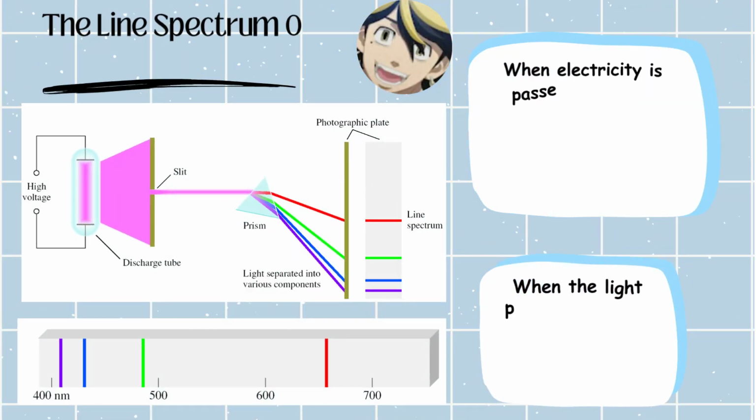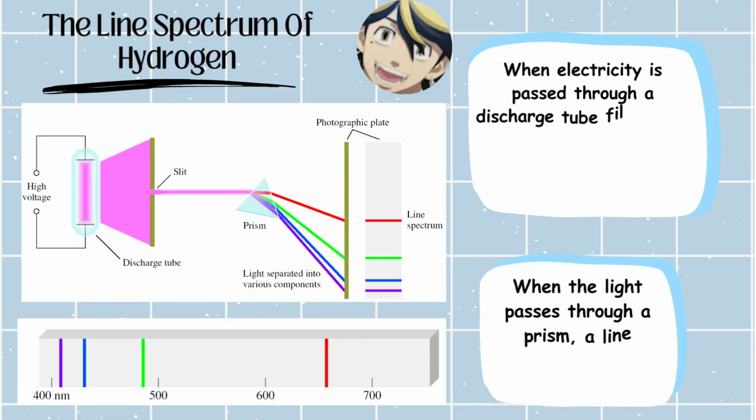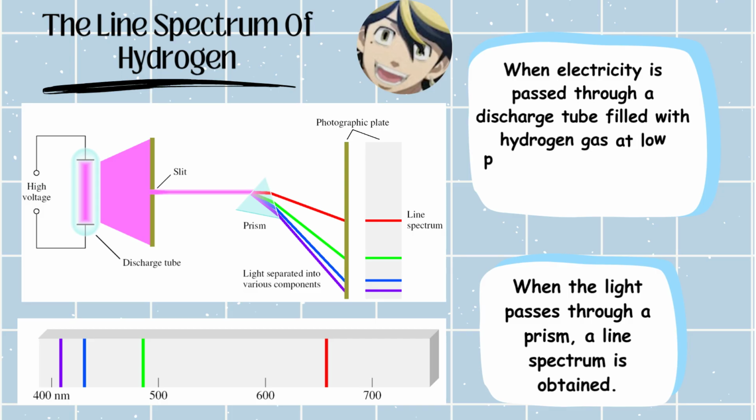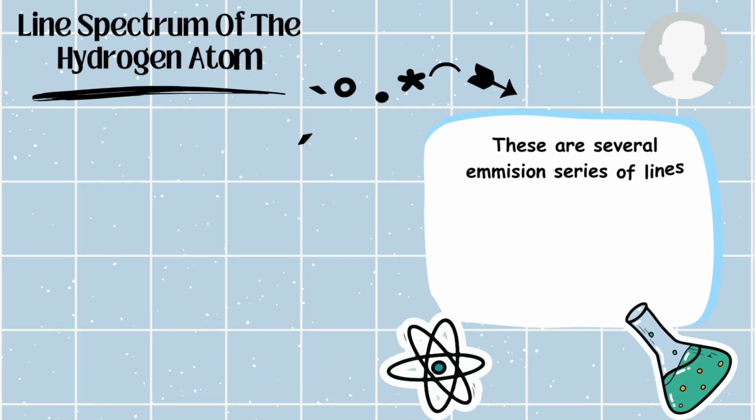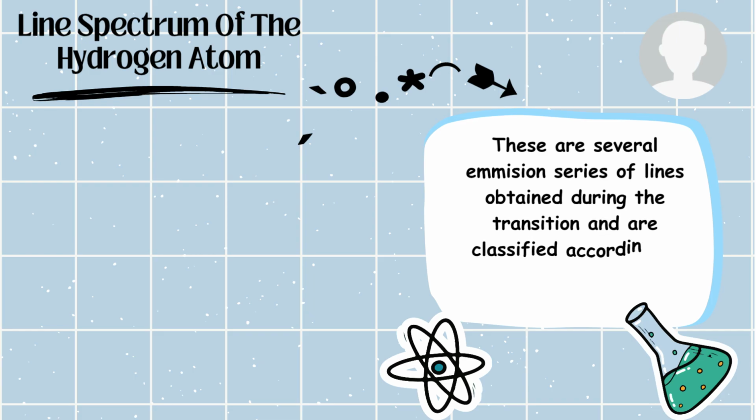When electricity is passed through a discharge tube filled with hydrogen gas at low pressure, a pink light is emitted. When the light passes through a prism, a line spectrum is obtained. The hydrogen line spectrum is grouped into different series such as Lyman, whose spectrum region is ultraviolet. Balmer, whose spectrum region is visible. Paschen, Brackett, and Pfund, whose spectrum region is infrared.